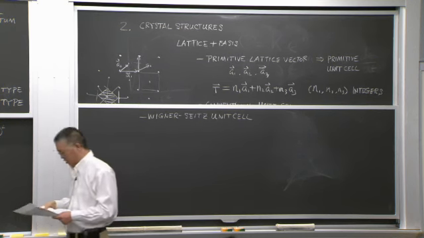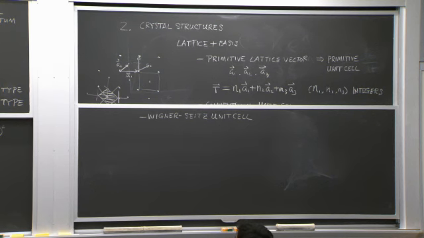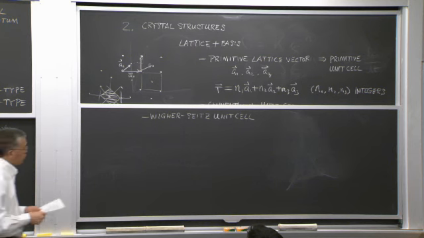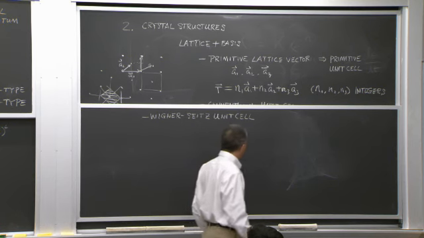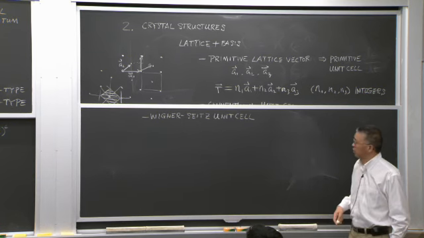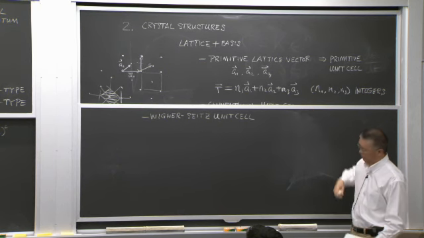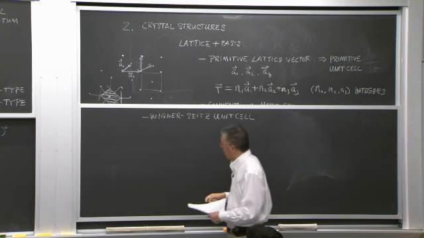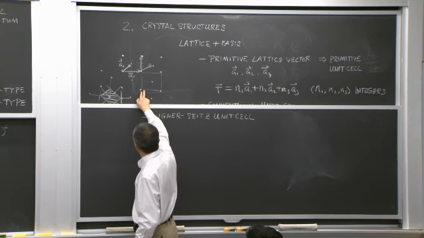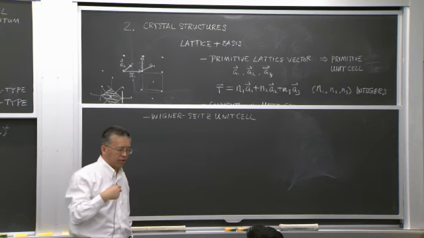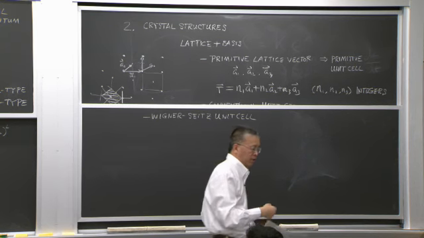Wigner-Seitz unit cell, or Wigner-Seitz cell, because this construction always gives you a unit cell. Okay, so now we have the primitive lattice vector and the primitive unit cell, and as I said, this lattice is a mathematical concept, right? So there are different symmetries.